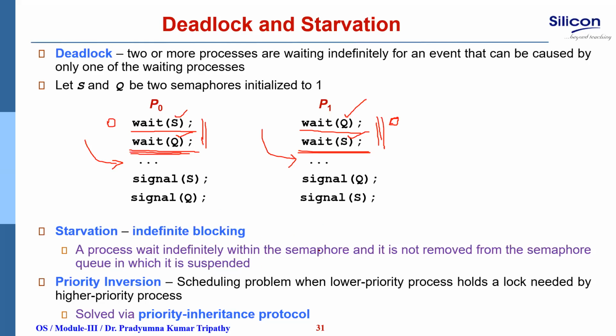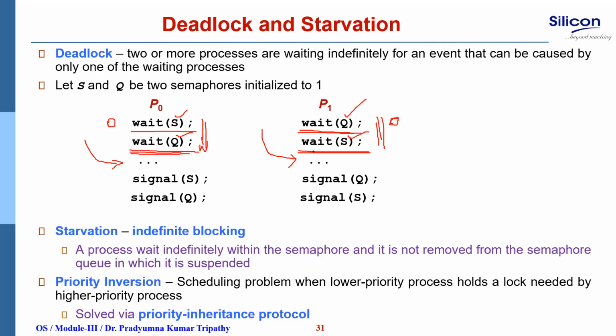So what is the value of q now then? In P0, what is the value of q? Q has already, we have already changed it to 0. So that means it is waiting while s less than or equal to 0. So it is spinning, waiting over here. This will come to wait state.